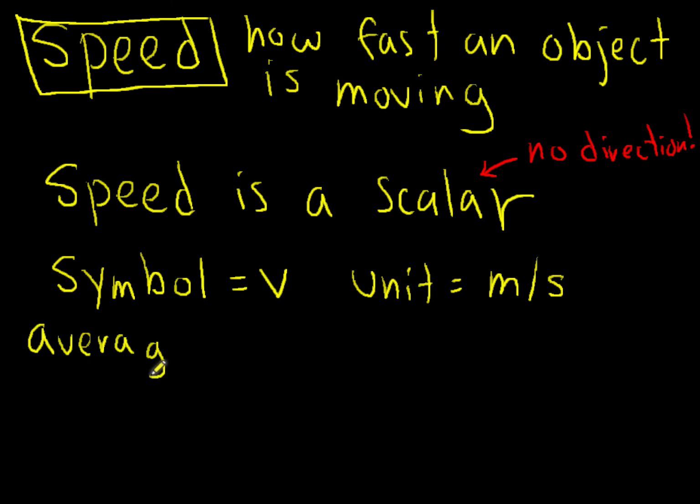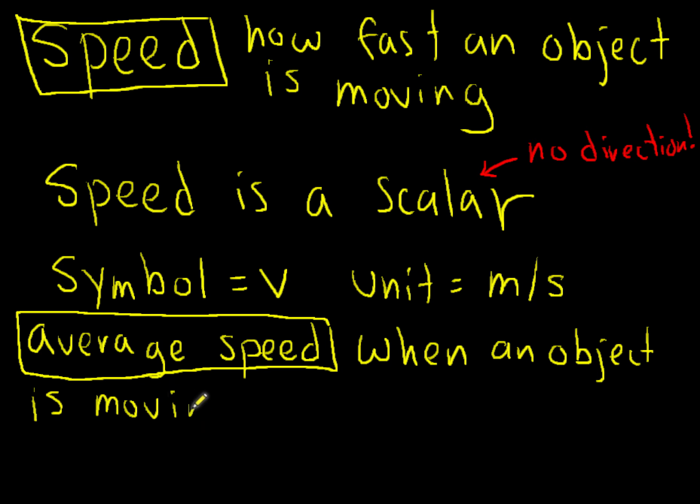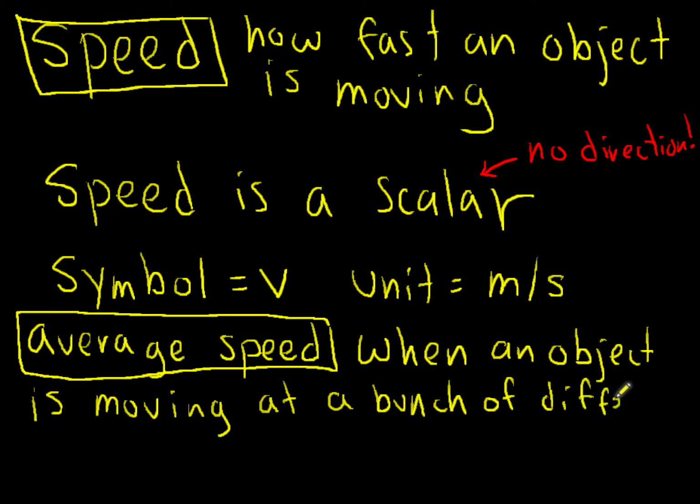Most of the time we're looking at objects that change speed. In the real world, objects don't really travel at constant speed. So we often are calculating for average speed. Average speed is when an object is moving at a series of different speeds in a particular time frame.